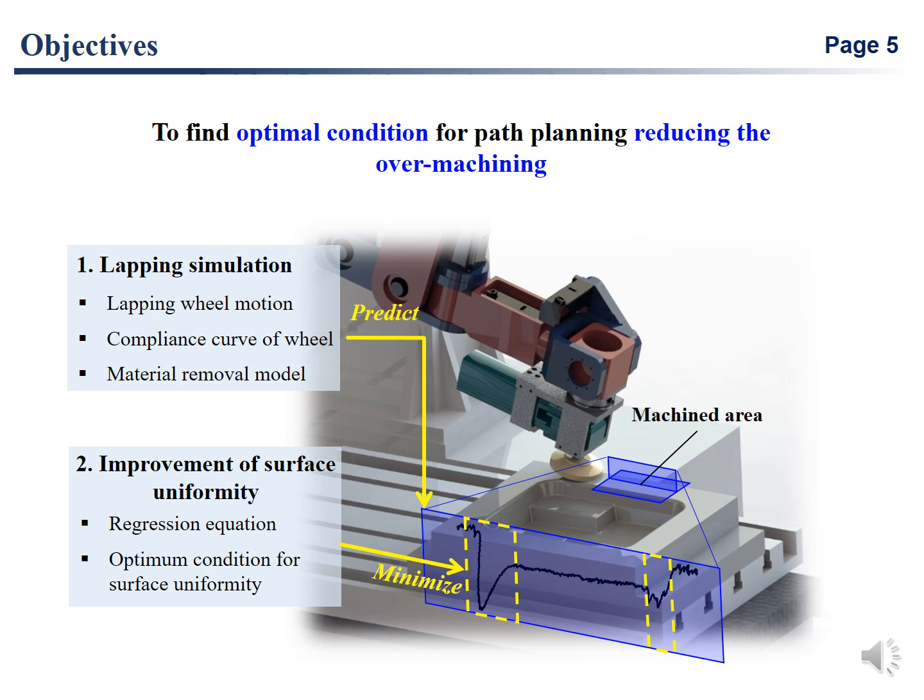Therefore, to find the optimum condition for path planning to reduce the overmachining, I set two objectives: lapping simulation and improvement of surface uniformity. To predict the machined surface in lapping simulation, I studied lapping wheel motion, compliance curve of wheel, and material removal model. And to minimize overmotion area and improve surface uniformity, I deal with a regression equation and optimum condition for surface uniformity.